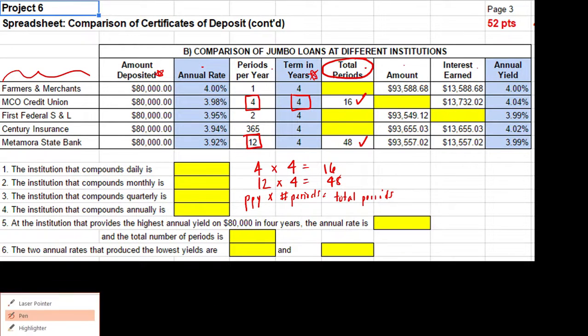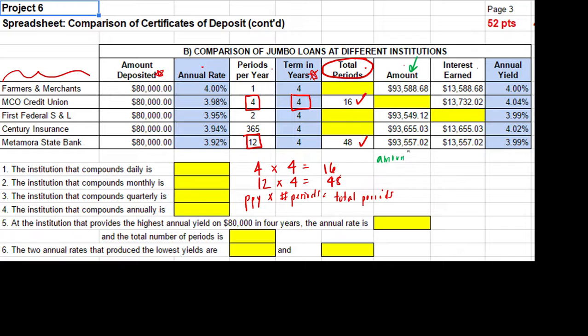Okay, now what about amount? So remember, amount is just principal plus interest. Okay? So, for example, Farmers and Merchants started with a principal of $80,000, gained $13,588.68 in interest, which gave them a final amount, that total, of $93,588.68.